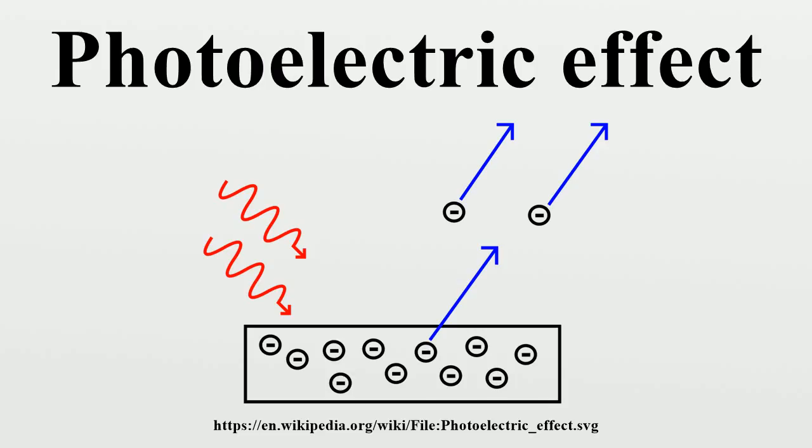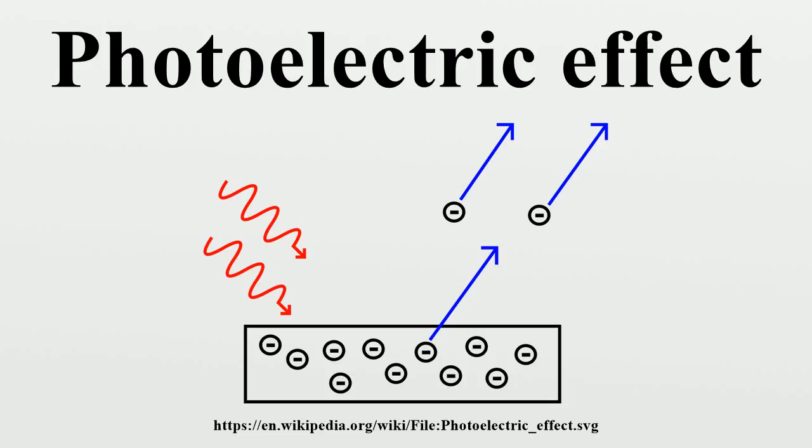The direction of distribution of emitted electrons peaks in the direction of polarization of the incident light, if it is linearly polarized. Mathematical description: the maximum kinetic energy of an ejected electron is given by K_max = hf, where h is the Planck constant and f is the frequency of the incident photon.